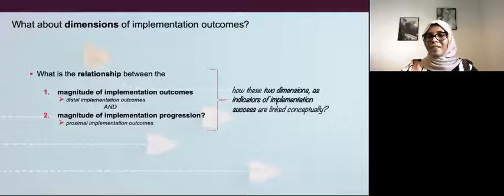Also, it's not clear what the relationship between the magnitude of implementation outcomes and the magnitude of implementation progression is. In other words, in the literature, it's not clear how the implementation outcomes and quantification of the implementation progress are linked conceptually. So again, another question that we ask during the process of this systematic review is how these two dimensions as indicators of implementation success are linked conceptually.